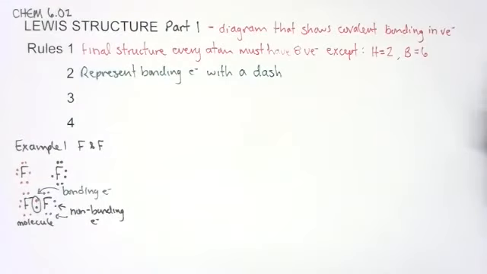So the final Lewis structure for this would look like this. I replace those bonding electrons with a dash, and I put my pairs then around the outside. And this is the final Lewis structure for F2. So that's my final right there.